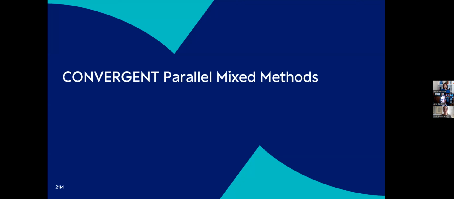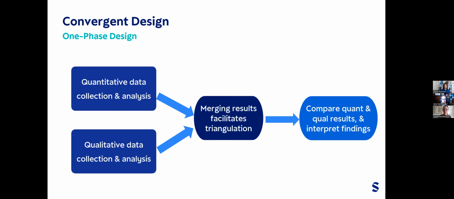So the convergent parallel mixed methods design is, as the name implies, where the quantitative and qualitative designs are conducted in parallel. So there's a one-phase design here. We have the quantitative data collection and analysis done in parallel with the qualitative data collection and analysis. Thereafter, the results are merged, which facilitates triangulation, and then compared and the findings interpreted.